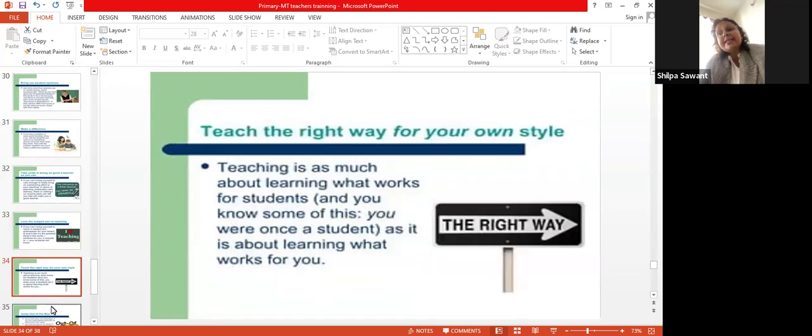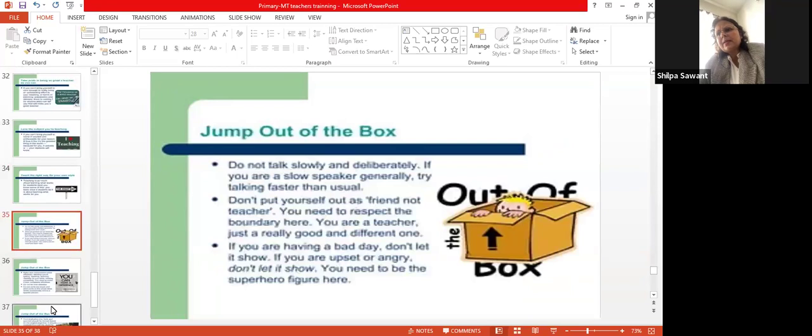Love the subject you're teaching, teach the right way. That is important, whatever style you have. It can be that you are an excellent singer. You can sing some songs concerned with that particular lesson. Otherwise, if you are a good experimenter, you can have small experiments in the classes.